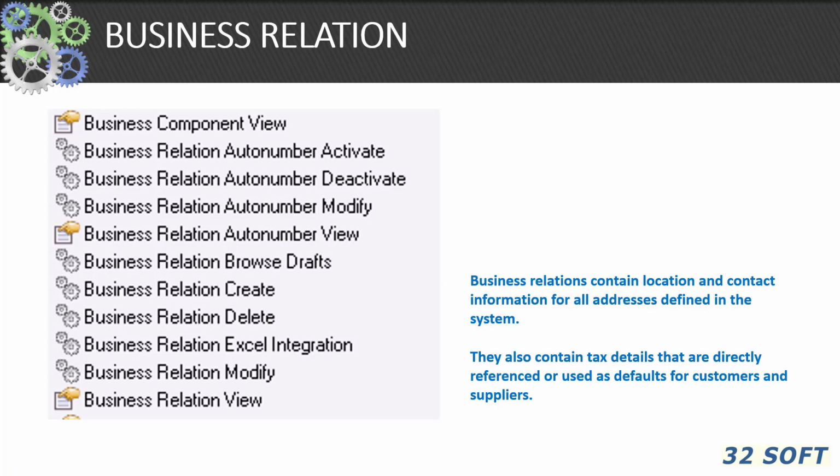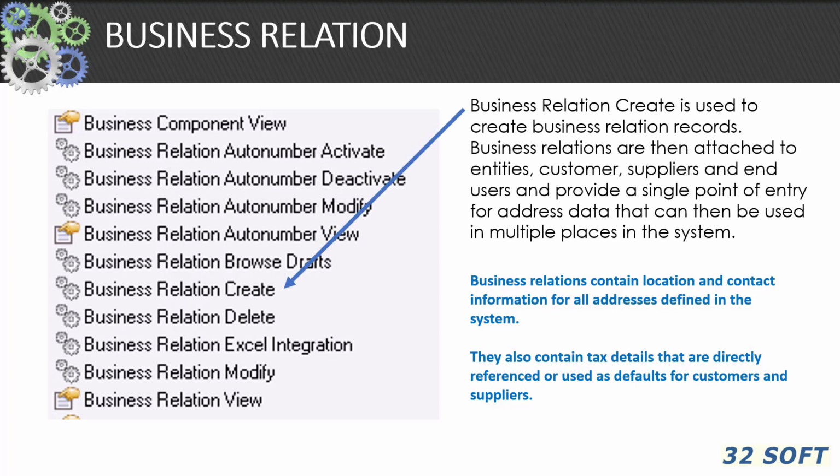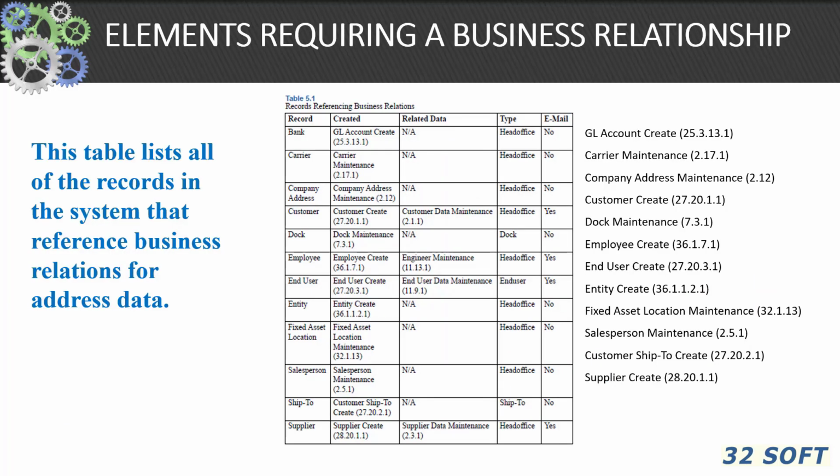This brings us back to the basic subject of our webinar, that of business relations. Business relations contain the location and contact information for all addresses defined in the system. Again, they have tax information that's set for defaults in customers and suppliers. The business relationship create is where we create these business relation records, and then these business relation records are attached to entities, customers, suppliers, end users, and provide for a single point of entry for address data that can then be used in multiple places in the system.